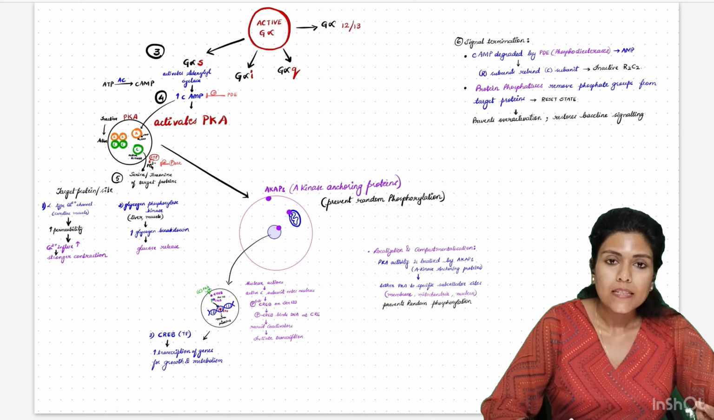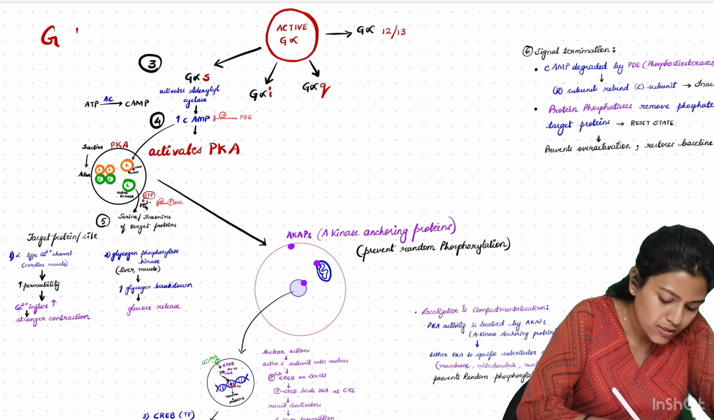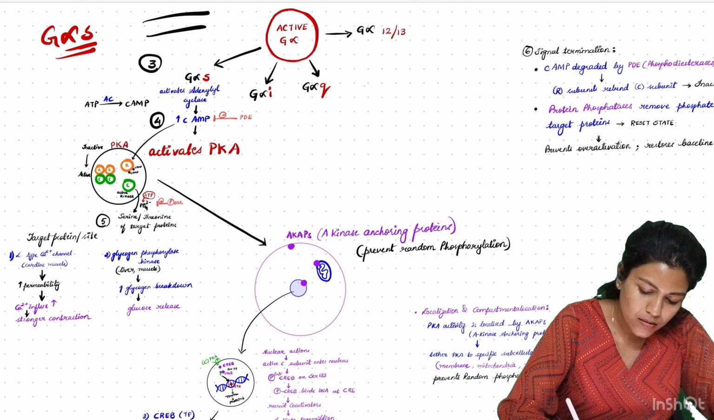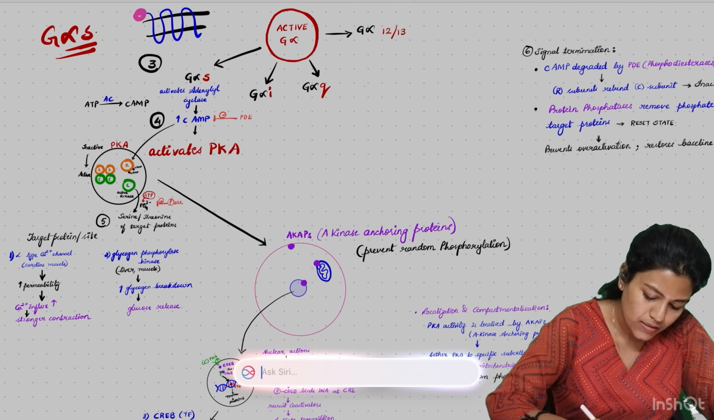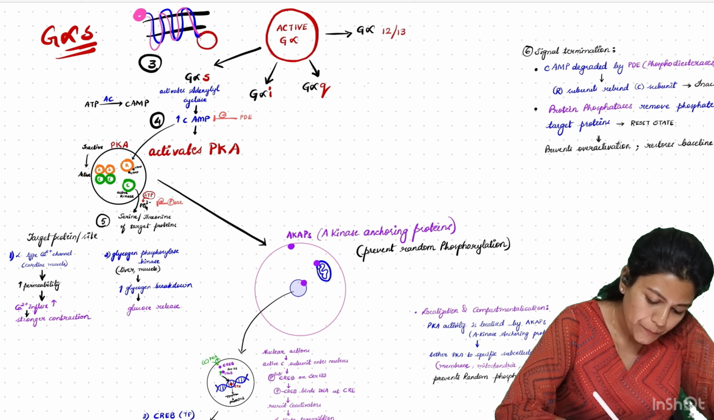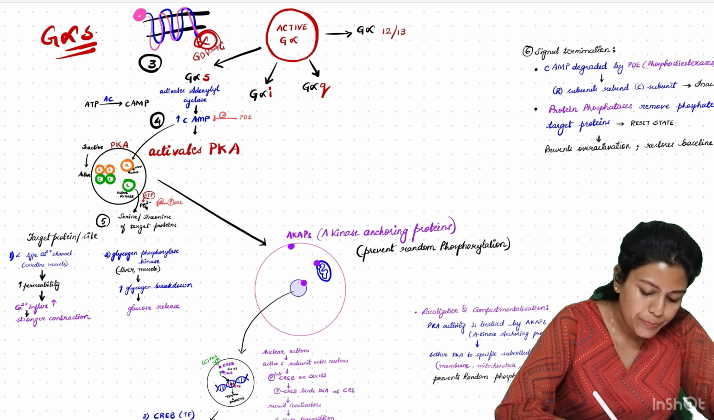So now let's begin with the pathway of G alpha S, the G alpha S stimulatory pathway. We have studied there is this GPCR, this receptor. Upon ligand binding, the signal is transmitted to this G alpha subunit. In the G alpha subunit, GDP is exchanged for GTP.